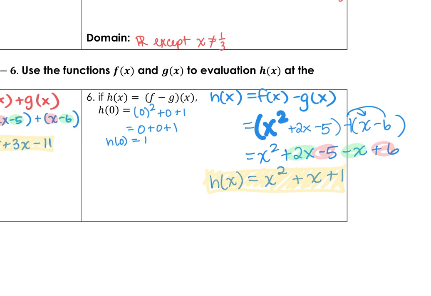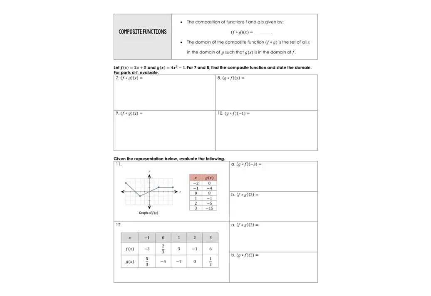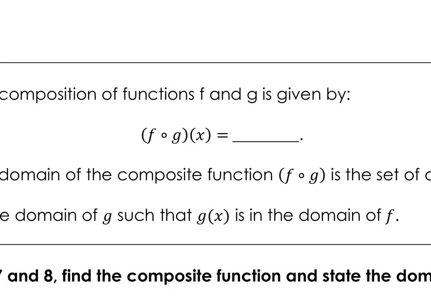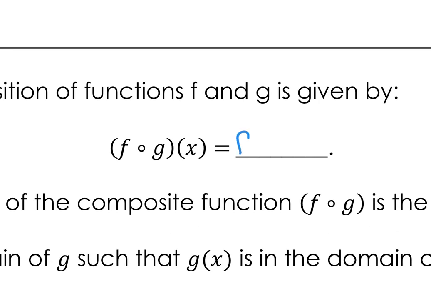All right, so we're going to quickly do 2 more here. Because now we're going to look at composite functions. So the composition of functions f and g is given by this f of g of x, which can be rewritten as f of g of x.